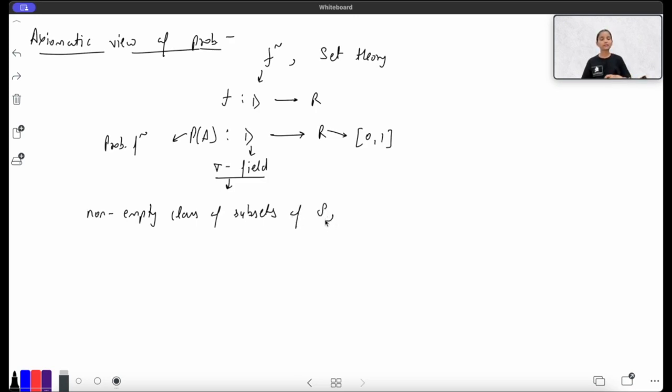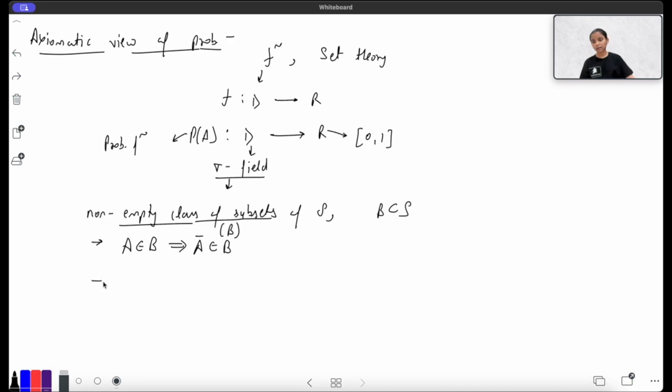That satisfies some properties. What are those properties? Let's say that non-empty class of subsets is defined as B, which is a subset of S. Now this class B is going to satisfy certain properties. The very first property is that it is closed under complementation. That means if A is any set which belongs to B, then the complement of this event A also belongs to B.